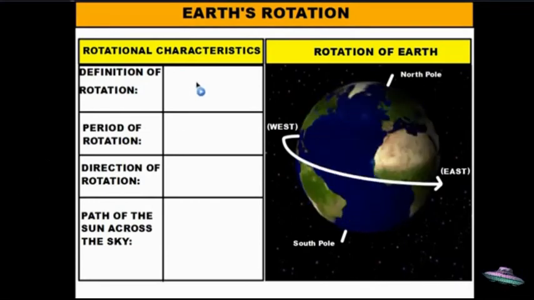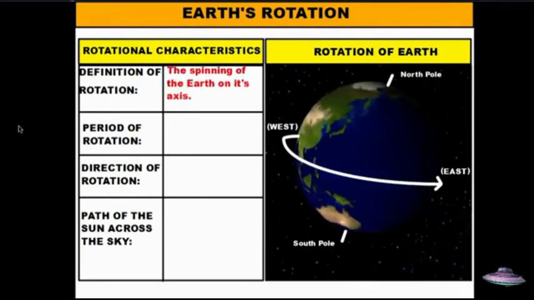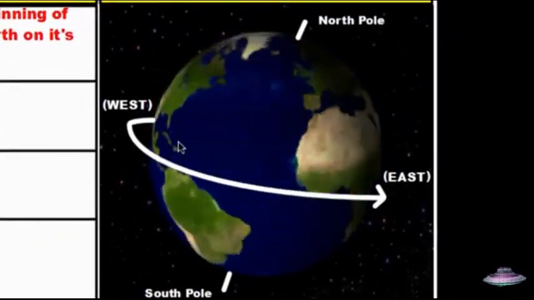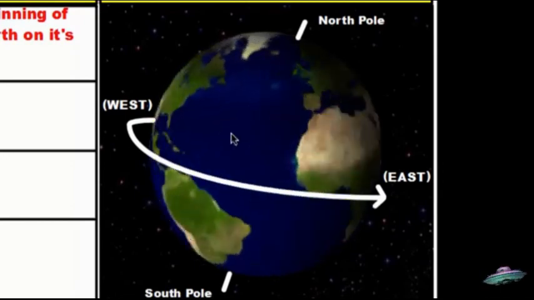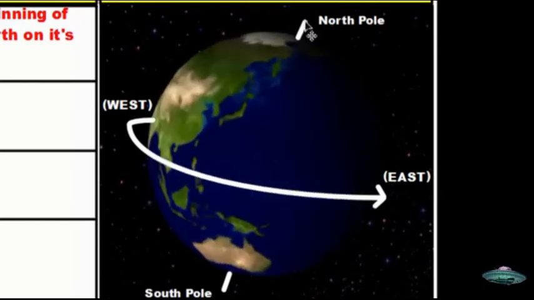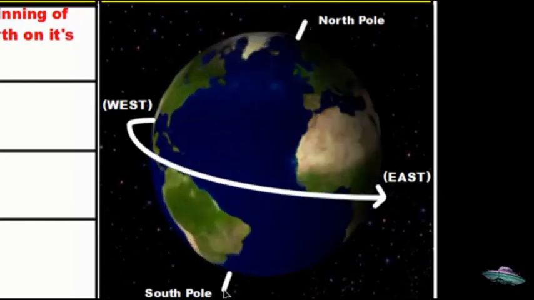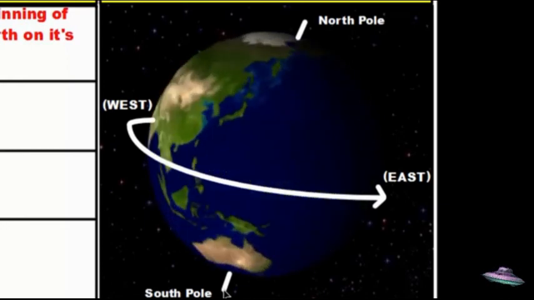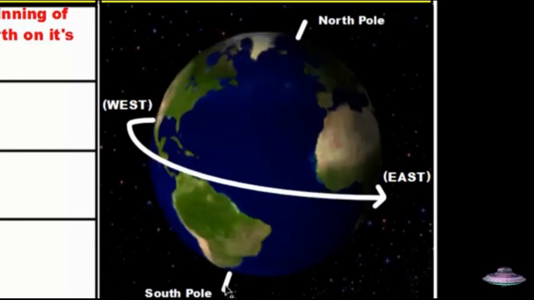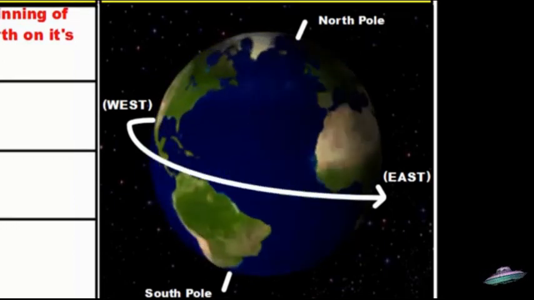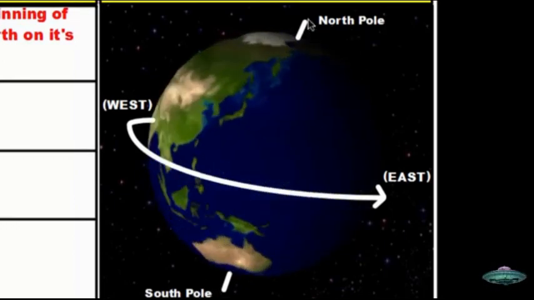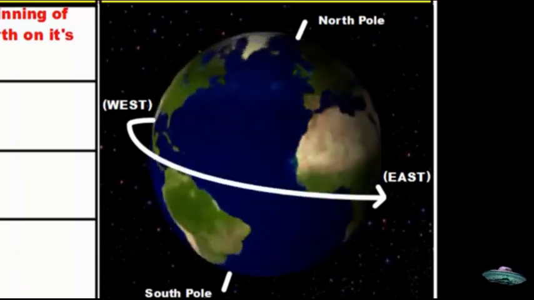Now, Earth's rotation is defined simply as the spinning of the Earth on its axis. So you can see the rotation of the Earth right here. All you see is the Earth just spinning in place around this imaginary line that runs through the middle of the Earth at a 23.5-degree angle, called its axis. And usually we identify the top of the axis with the North Pole and the bottom of the axis with the South Pole. And as you can tell, that central line is the line that cuts through the middle as the Earth spins.